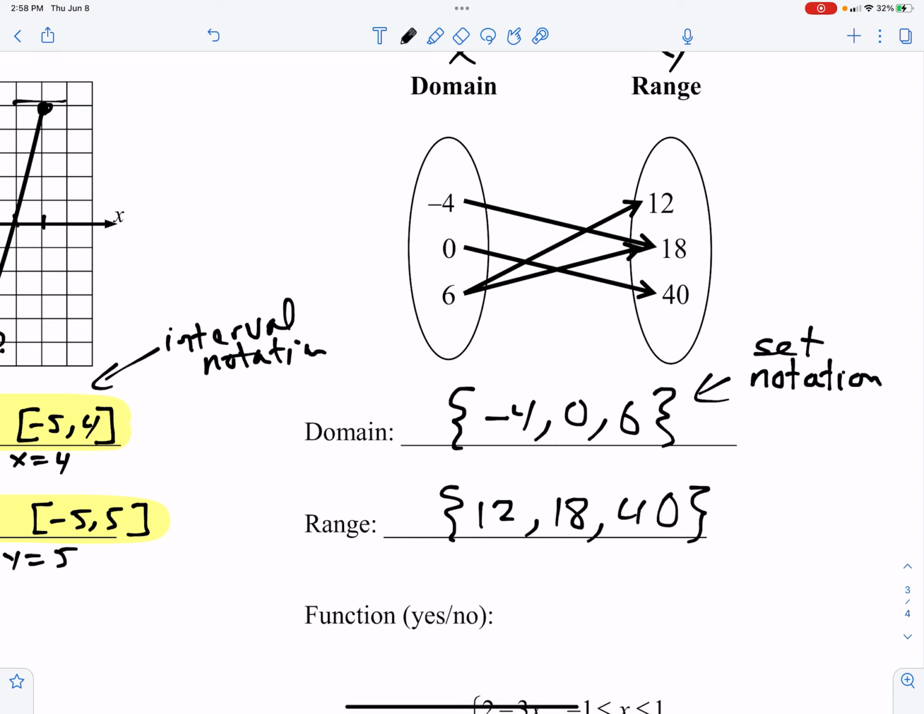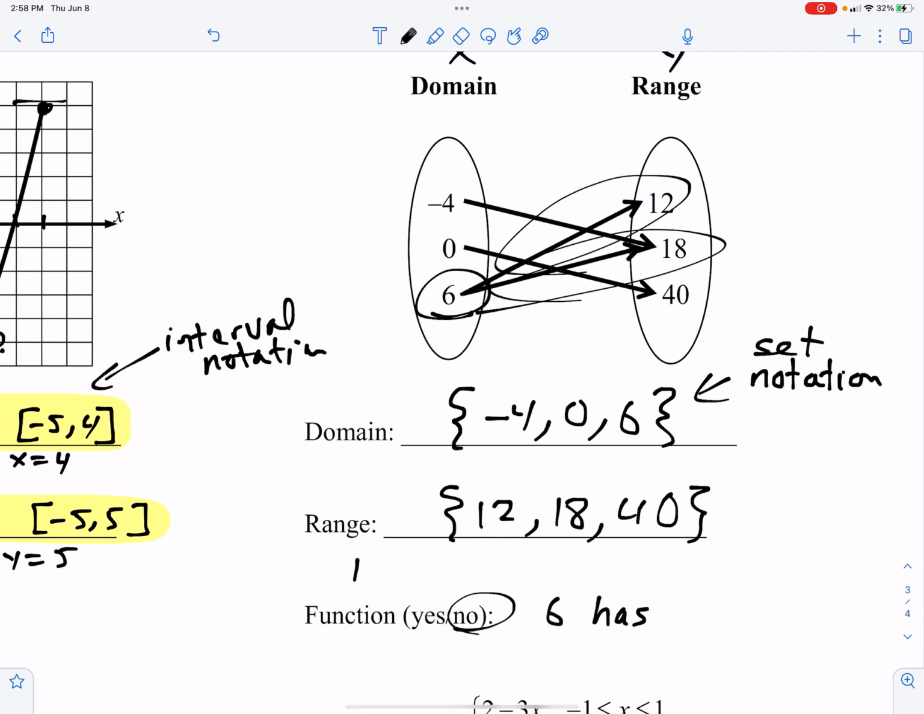Okay, now is this a function, yes or no? What makes a function? Every input has its own output. Well, do you see how 6 has 2 different outputs? The answer is no. 6 has 2 outputs. A function is only a function if an input has one and only one output.